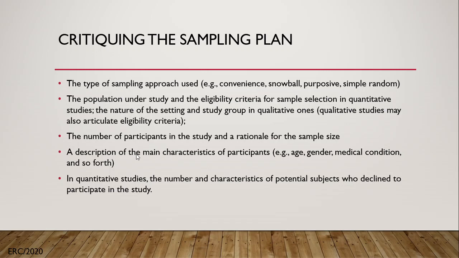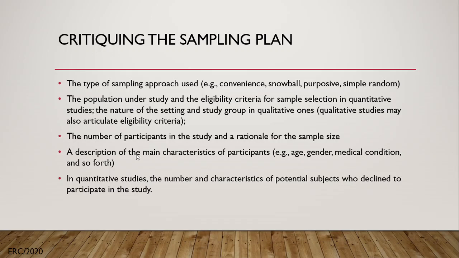Okay, the population under study and the eligibility criteria for the sample selection in quantitative studies, the nature of the setting of the study group in qualitative ones. Qualitative studies may also articulate eligibility criteria. Okay, the number of participants in the study and the rationale of the sample participants.